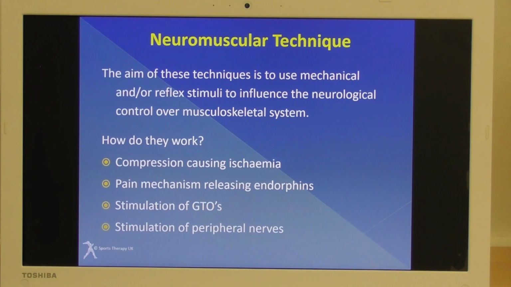over the musculoskeletal system. So when we start using new techniques as sports massage therapists, we need to think, what's it doing? Not using it because Wayne showed me, Tim showed me. We need to be justifying scientifically what's going on.